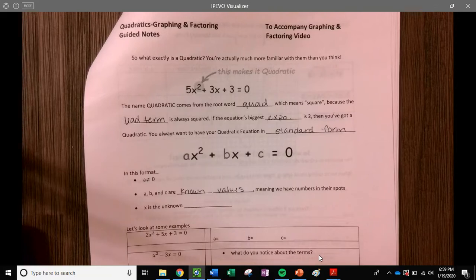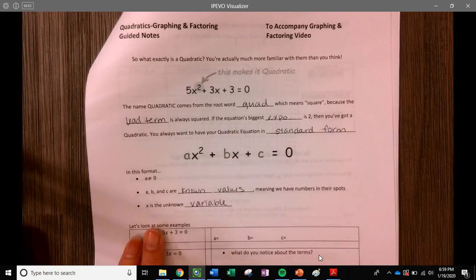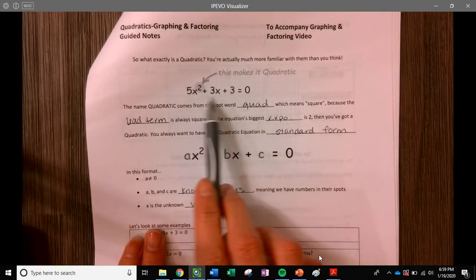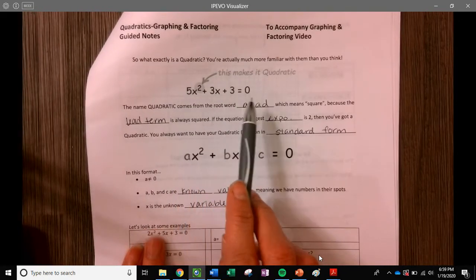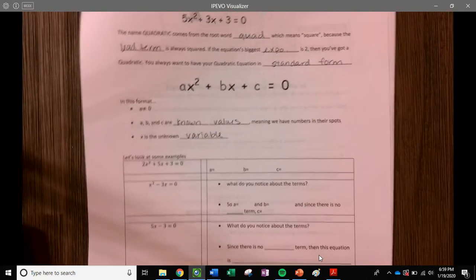And then x is the only unknown variable. And you'll see it in the equation twice for the x squared as well as the x. Just like up here, this is a great example of a quadratic equation. You've got 5x squared plus 3x plus 3 equals 0. Okay, so let's look at some examples.